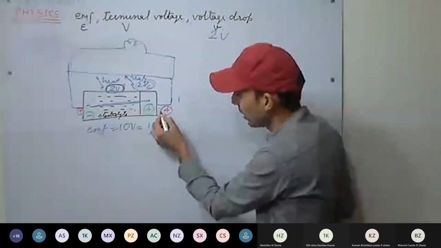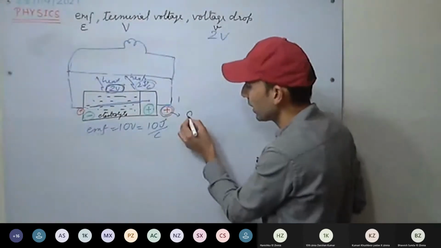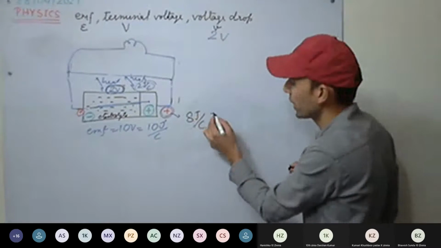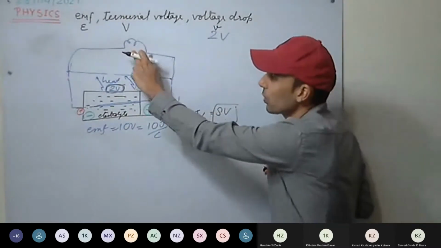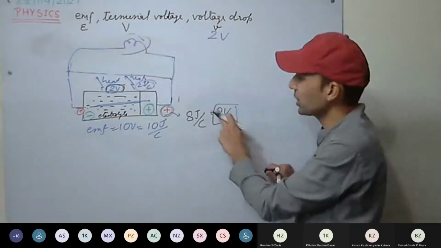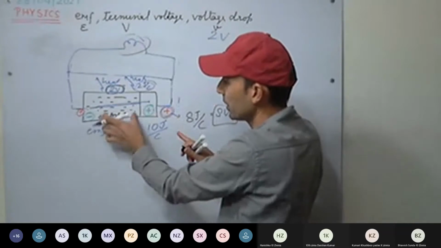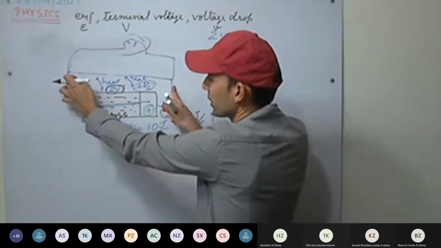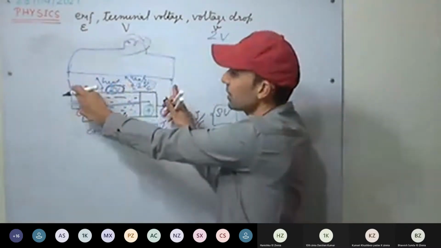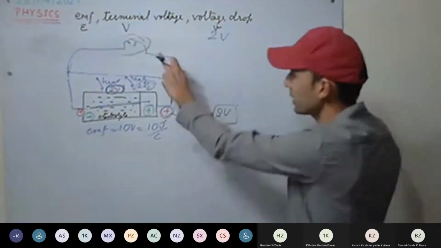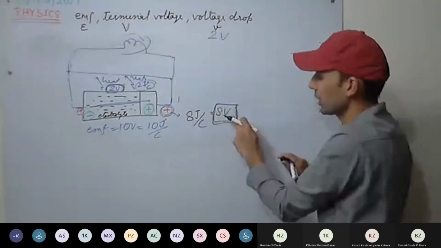So the remaining energy this positive charge will have is only 8 joule per coulomb, or we can say 8 volt. So this much energy is only available to do the work on the bulb. Only this much energy will be available across the terminals now. 2 volt drop here inside the cell, remaining 8 volt here. So only 8 volt is available to do the work. So this terminal voltage is called 8 volt. This will be only doing the work on the load.